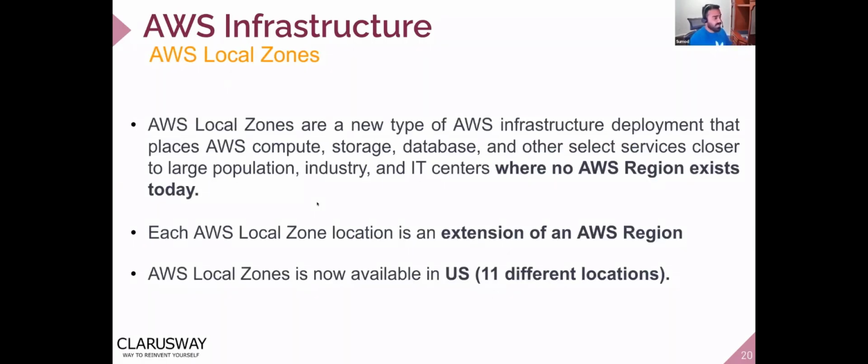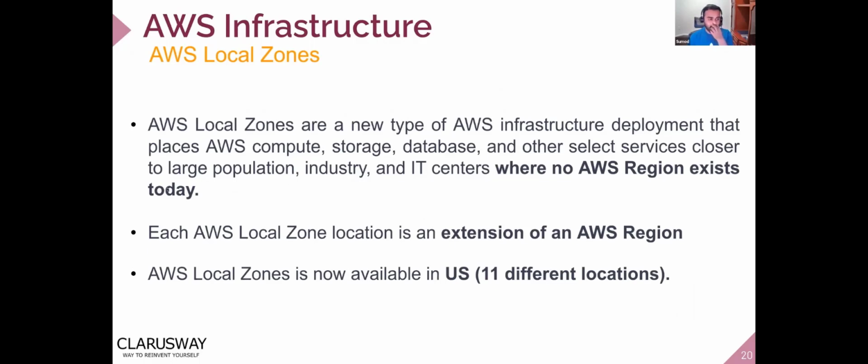The next one we have is the AWS Local Zones. AWS Local Zones are a new type of AWS infrastructure deployment that places AWS compute, storage, database, and other selected services closer to larger populations, industries, and IT centers where no AWS region exists today.